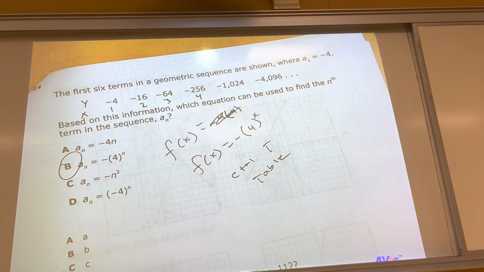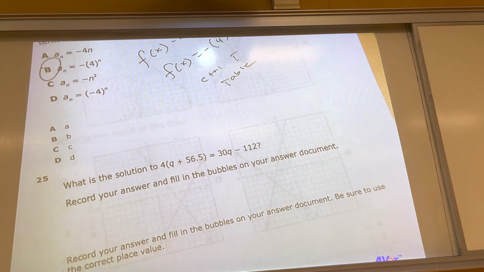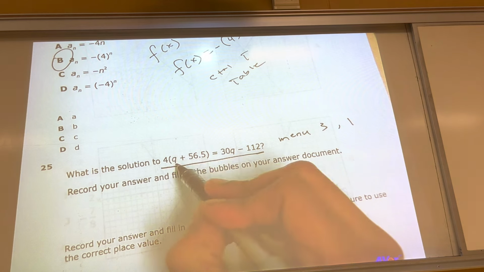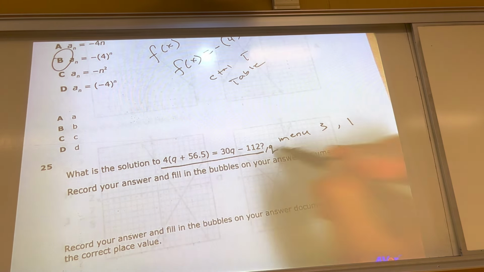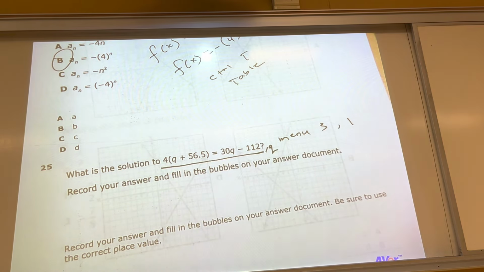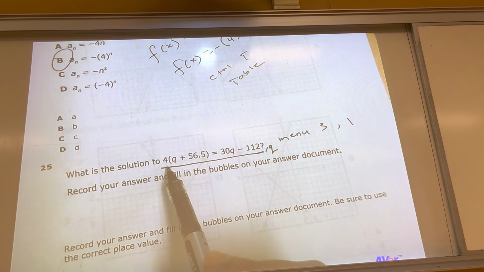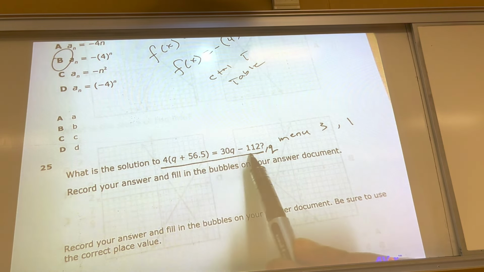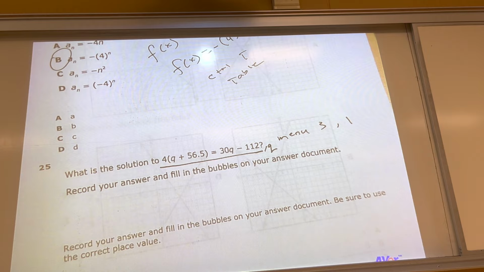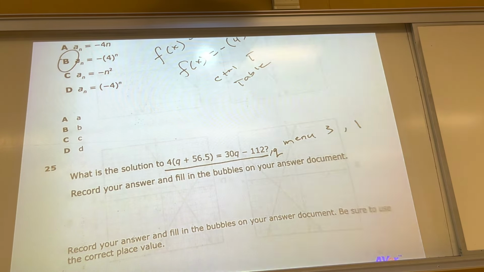Yes, exactly. Okay, number 25. Well, our shortcut here again is menu, 3, 1, type it in just like it looks. Remember, if you put a Q, then put comma Q. Put an X, then put comma X. But type it just like it looks right now, equal sign and everything, comma Q. Menu 3, 1 for the solver. That's our shortcut for doing that one. For the sake of time, we're going to say we do it that way.